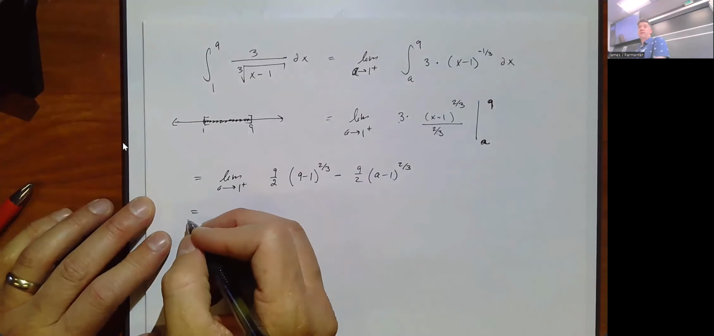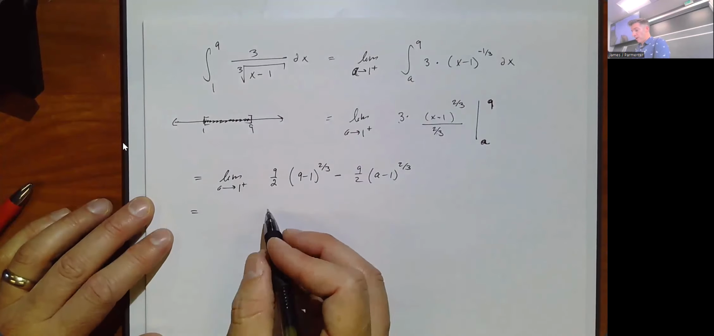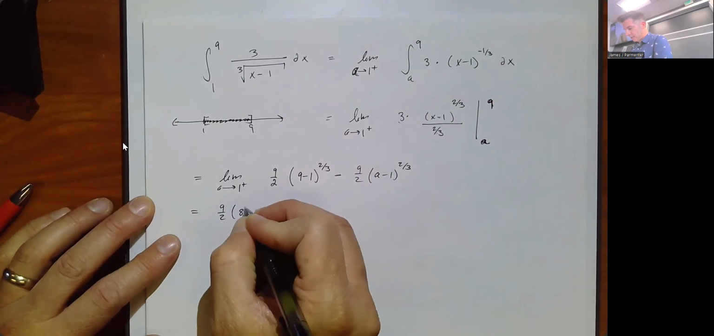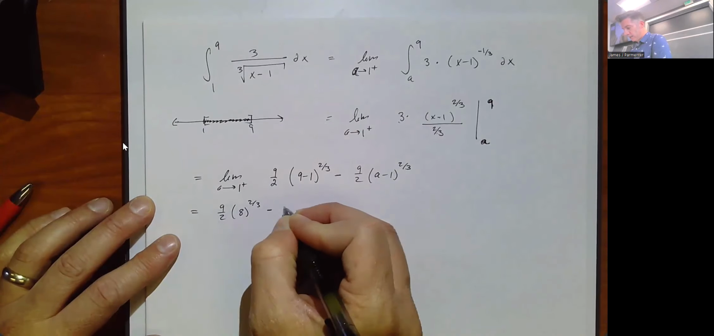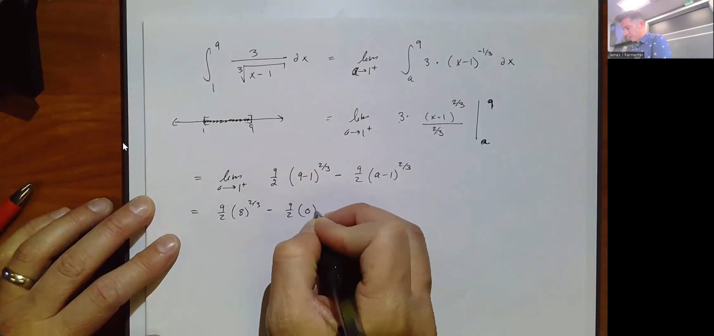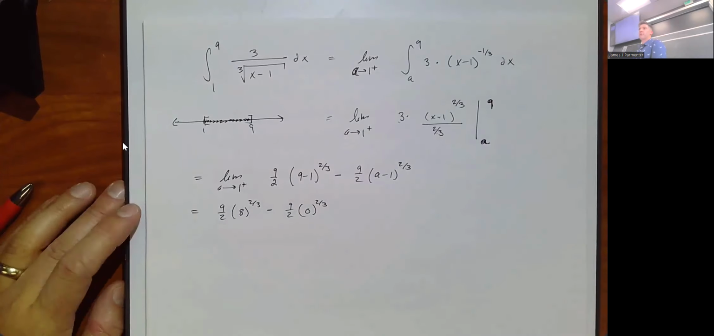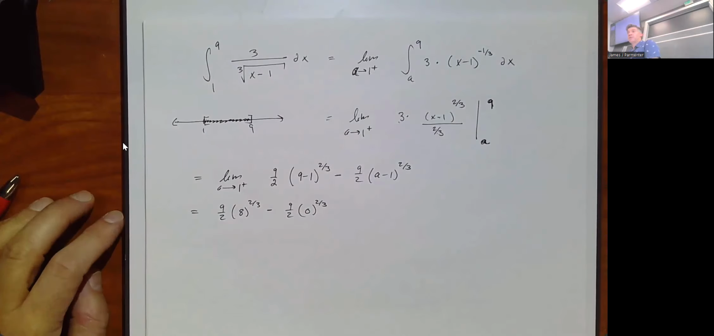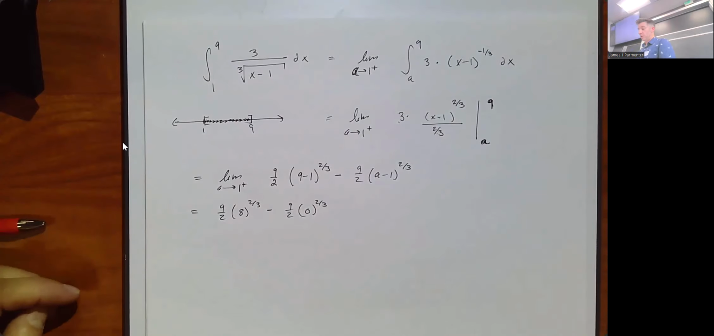Simplify, well, actually, now I should take the limit. So if I plug in 1, I'm going to get 9/2 times 8 to the 2/3 minus 9/2 times 0 to the 2/3. And 0 to the 2/3 is perfectly fine. 0 to a positive power is just 0.